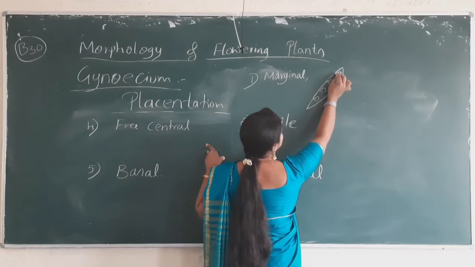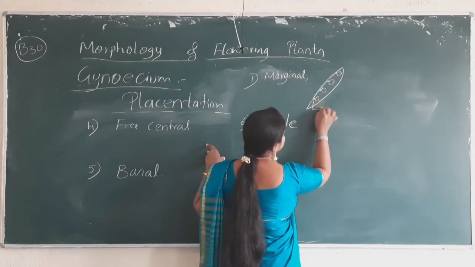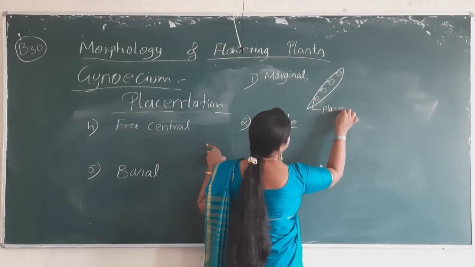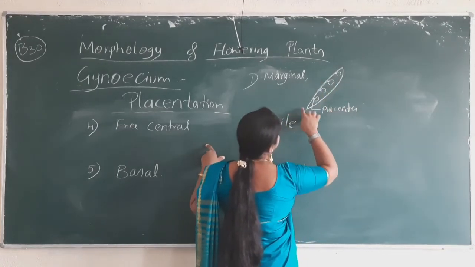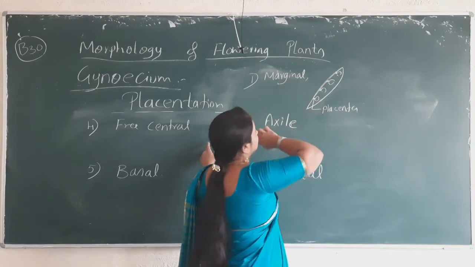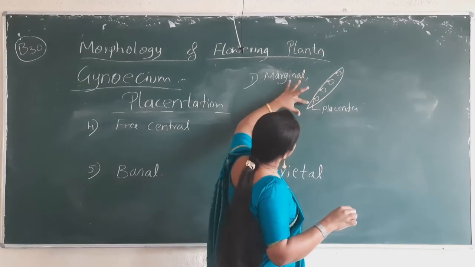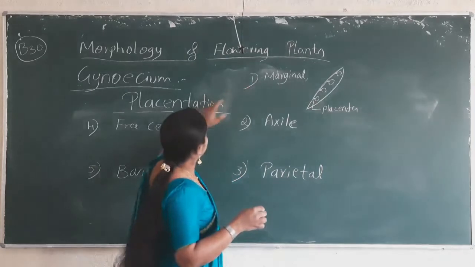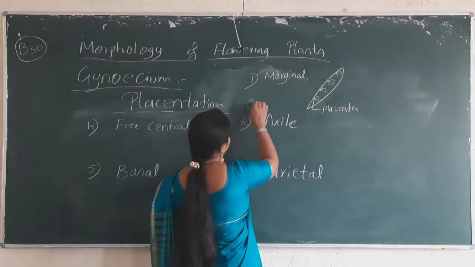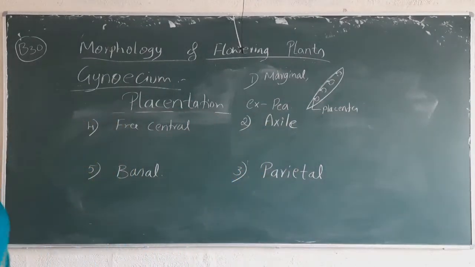They get attached to the cushion-like structure, a soft organ. This is known as placenta. The arrangement of ovules at the marginal level inside the ovary is marginal placentation. You have to give examples, my dear student. Example is pea.